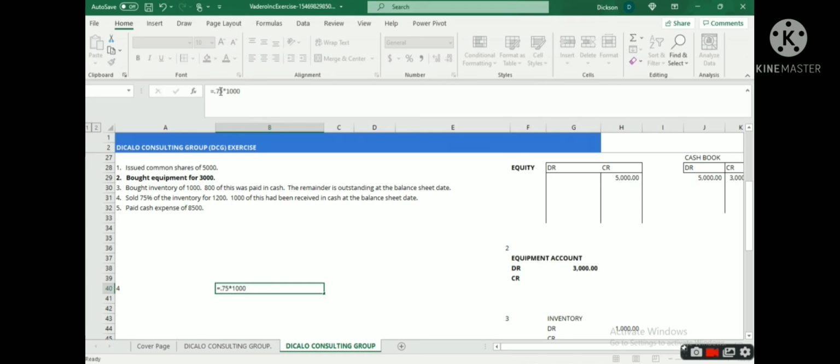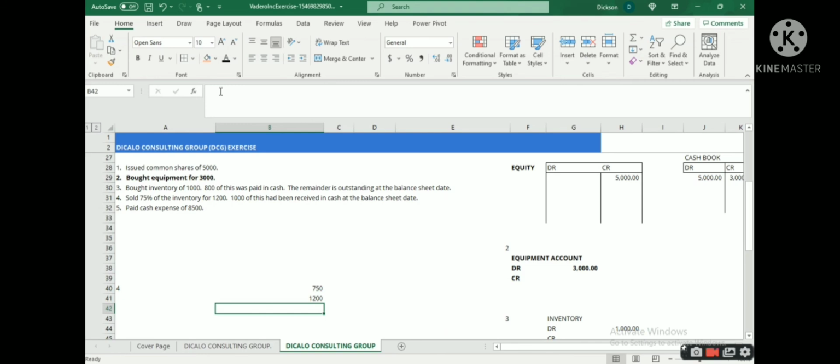75% of the value of the goods, which was 1,000, means that we sold goods costing how much? $750, for how much? For 1,200. Okay. Now they are saying that if we sold goods of 750 for 1,200, it means that in this sales transaction, 1,000 of this had been received in cash at the balance sheet date.